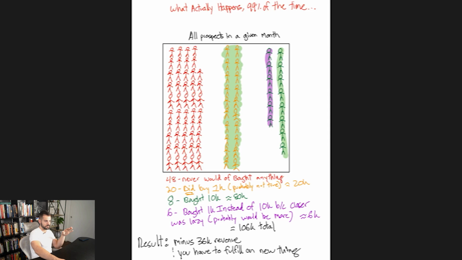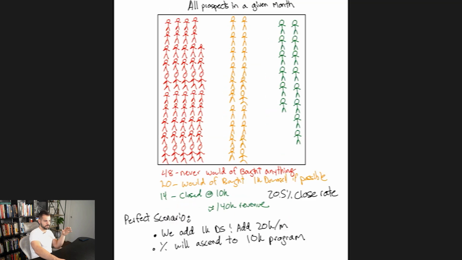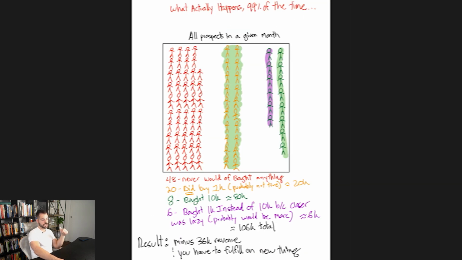I didn't change the number of people, okay? So you still have 48 who never would have bought anything. Now, let's say, and this is very conservative, this is probably not going to happen, but let's say all 20 who wouldn't have bought the main thing, but would have been open to a 1K, all bought. So you got 20K from that.